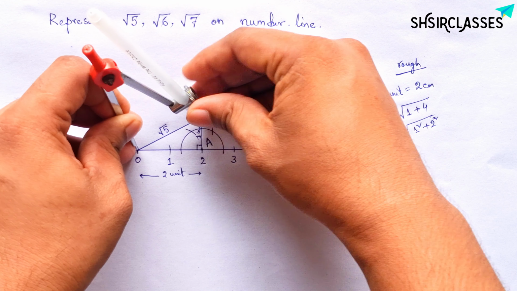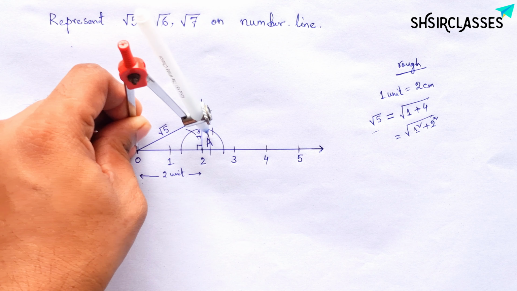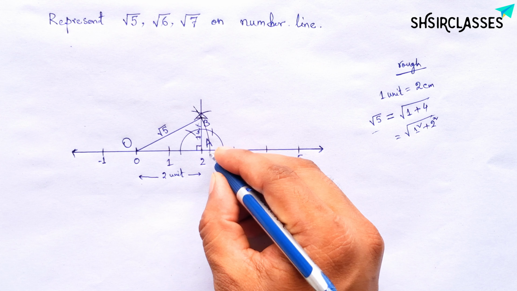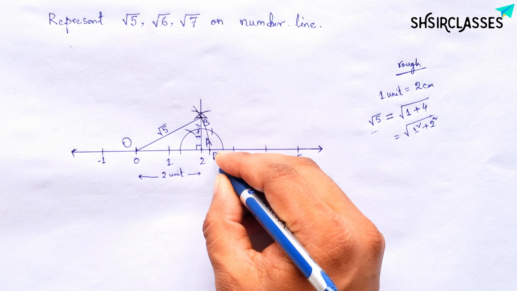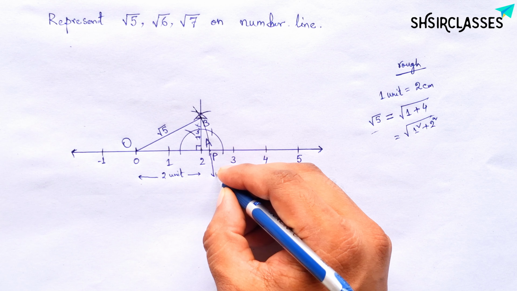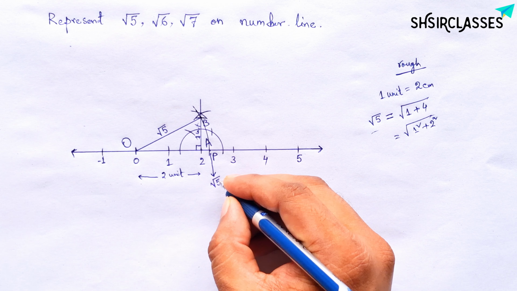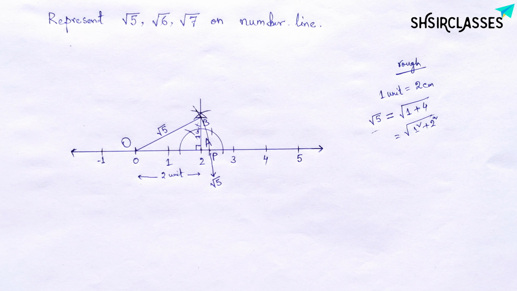Now measure the length OB equal to root 5 and draw an arc which meets the number line here. Label this point P, and this represents root 5 on the number line.